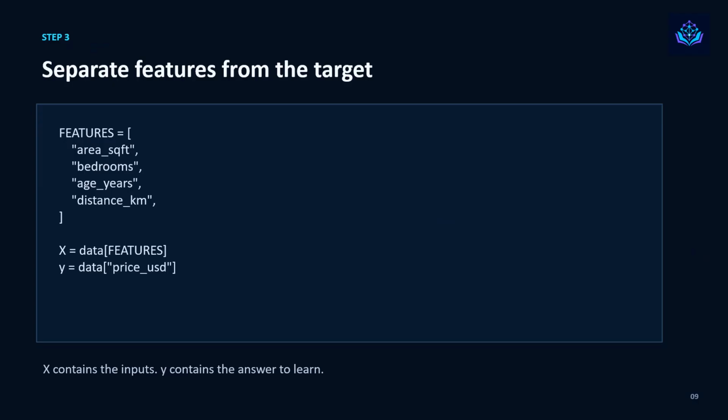We load the CSV with pandas. The 4 input columns become capital X: area, bedrooms, age, and distance. The price column becomes lowercase y, the target we want to predict. Keeping features separate from the target makes the learning task explicit. The model receives house details as input and learns to estimate the corresponding price.